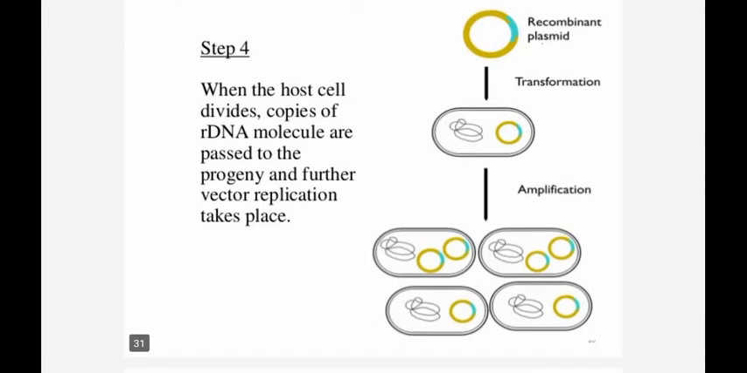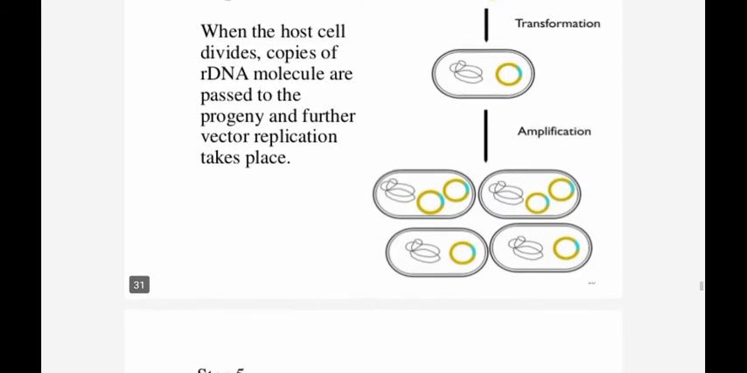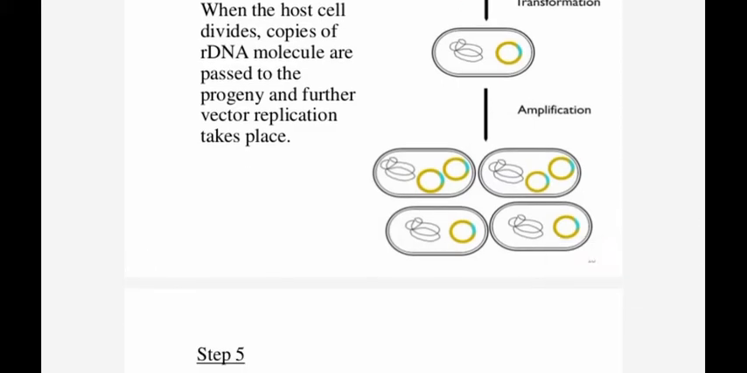Next, step 4, when the host cell divides, copies of the rDNA molecule are passed to progeny and further vector replication takes place. Recombinant plasmid, here you can see, transformed into the bacterial cell E. coli. Then amplification produces many, many plasmid copies.